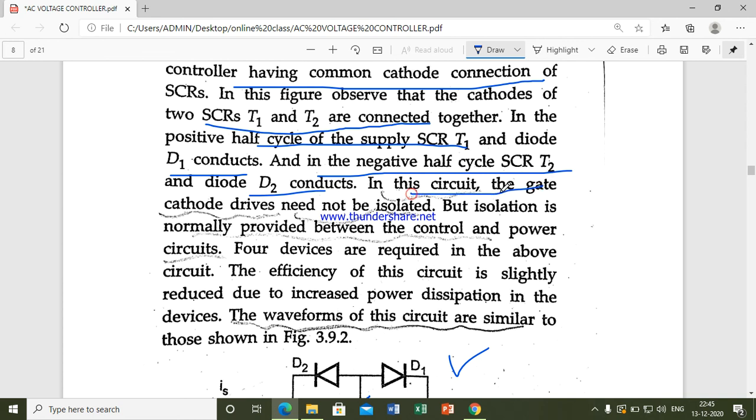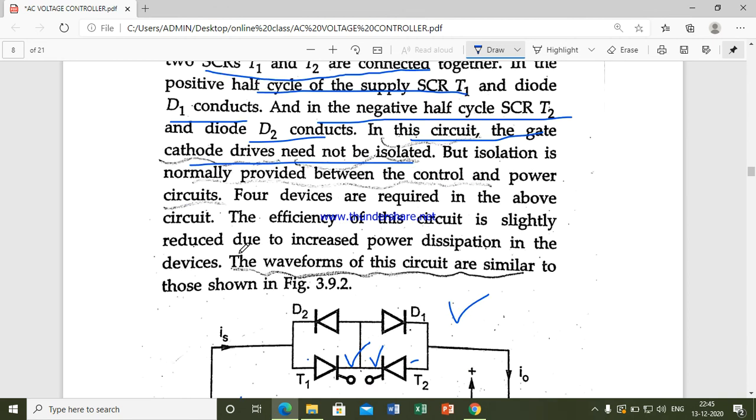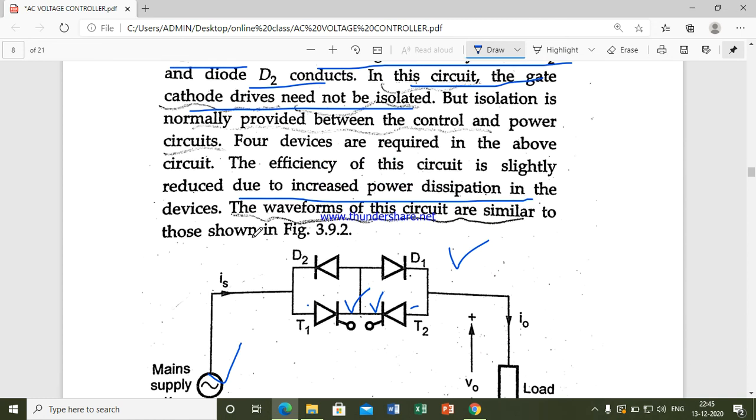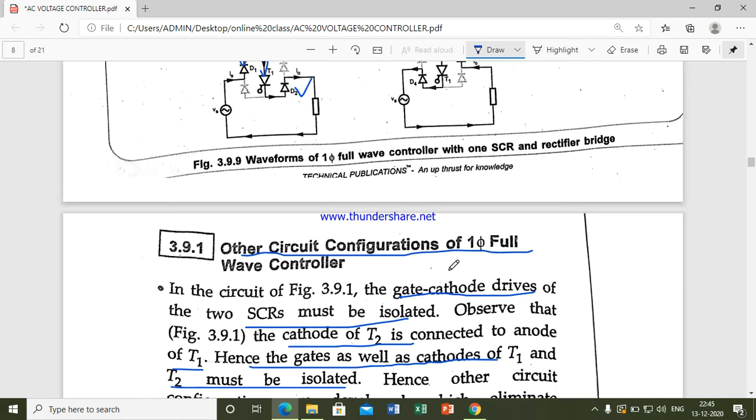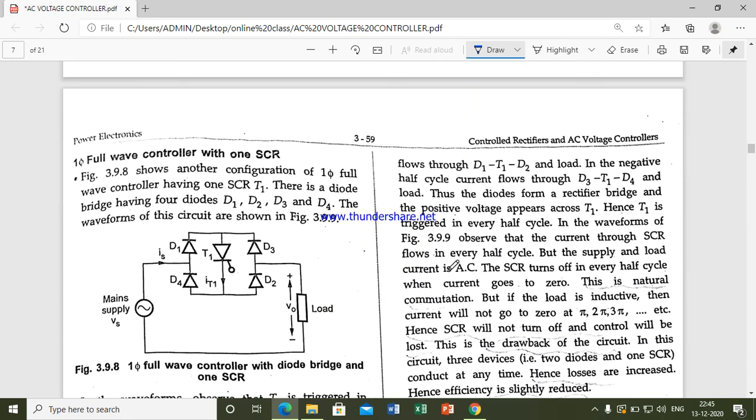In this circuit, the gate cathode drive need not be isolated, but isolation is normally provided between the control and power circuit. Four devices are required in the above circuit. Efficiency of the circuit is slightly reduced due to increased power dissipation in the devices. The waveform of the circuit is similar to that shown for the previous circuit. Next we'll go with the next section.